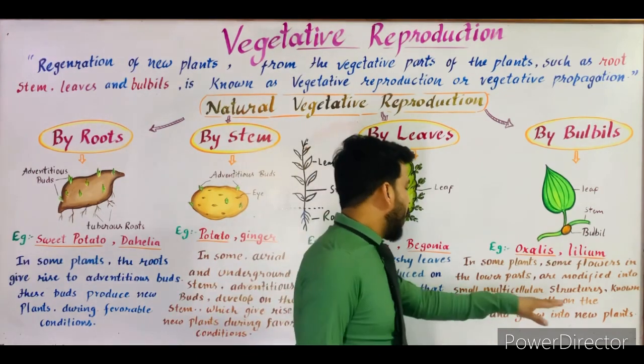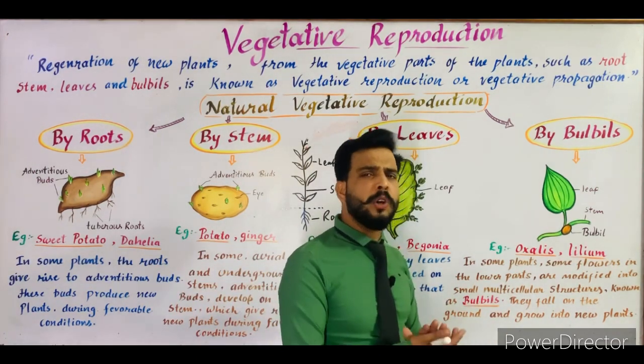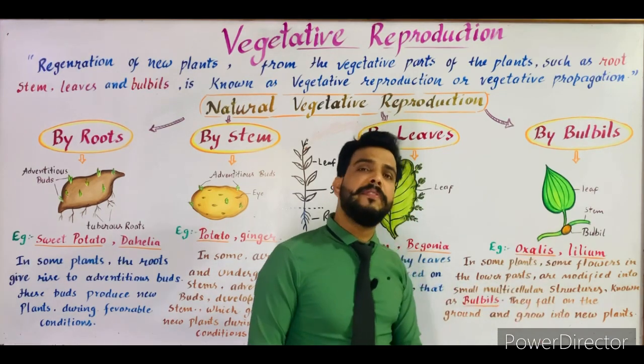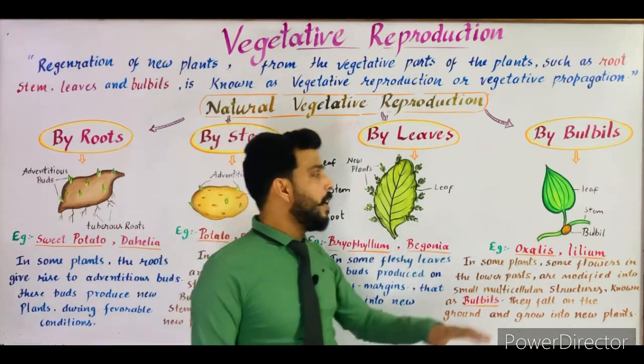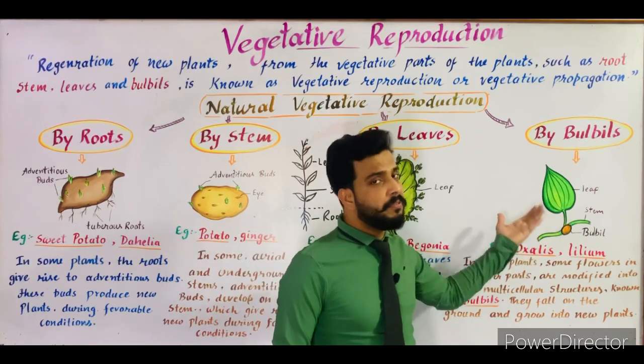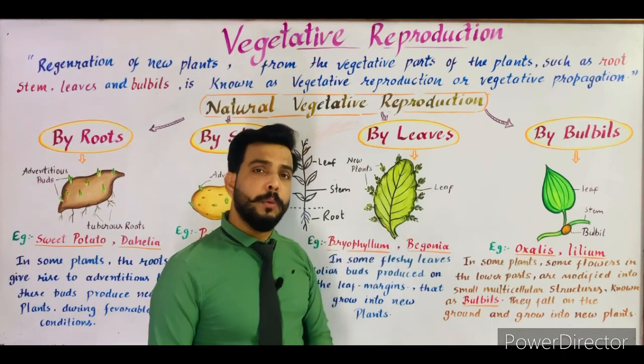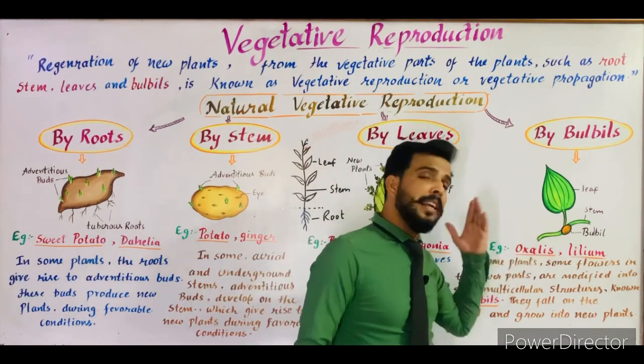They detach from the main plant and fall on the ground, and grow into a new plant during the favorable condition. So it was the vegetative reproduction by bulbils. Examples are oxalis and lilium.